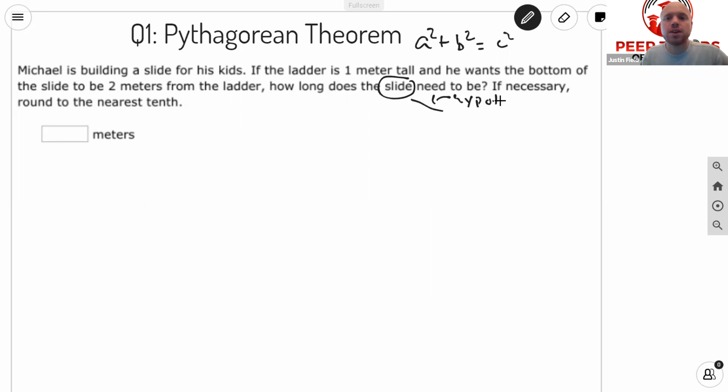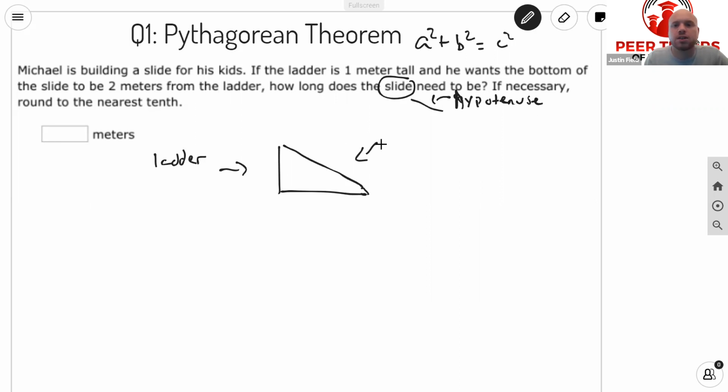So I said earlier that geometry is cool because you can draw a picture for everything. So we can draw our little ladder. We can draw our slide. And then it even gives us information about how far the base of the ladder is from the slide. So this is our ladder. So step 1, draw a picture or a diagram.